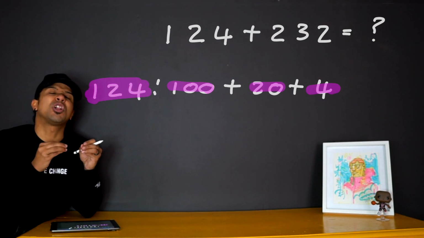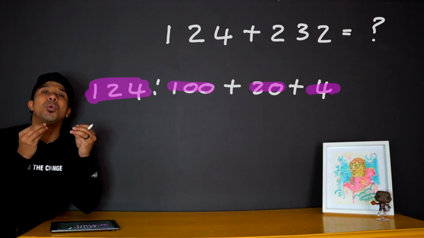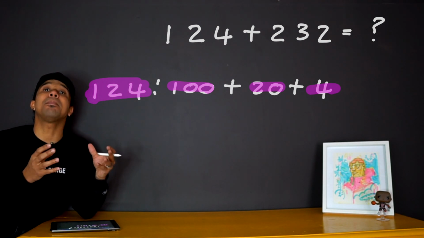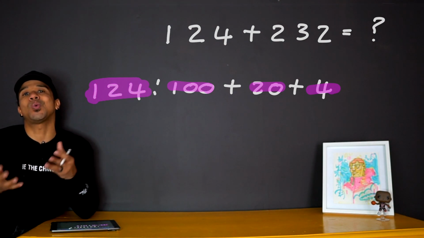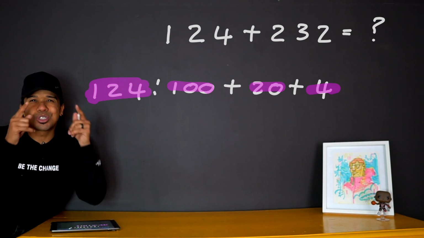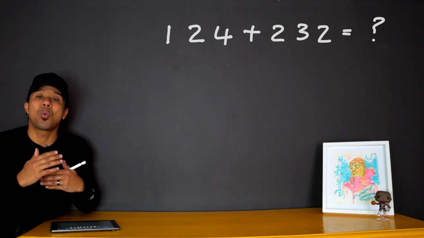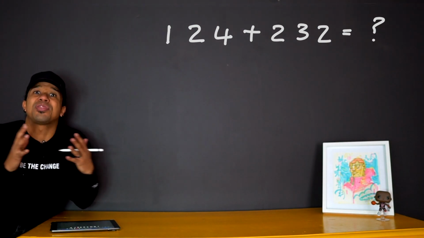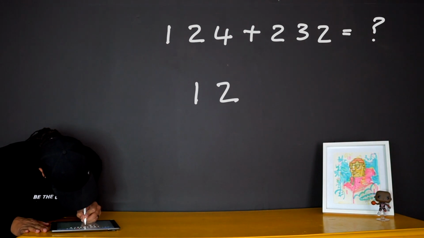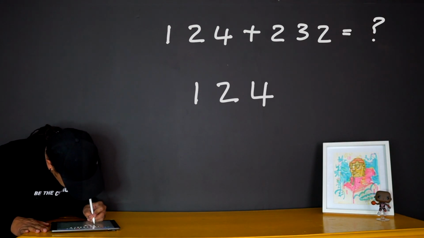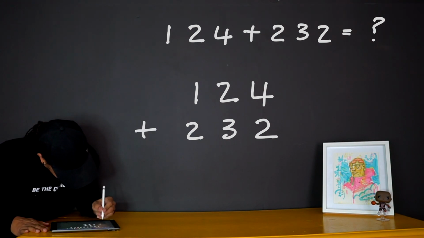So in the vertical column method, we won't be expanding the number and we will be adding the single numbers in our question, which is 124 plus 232. So let's do that. Now we're going to write our numbers in the question one above the other, right, to create the columns. So we have 124 plus 232, and we're adding, right?